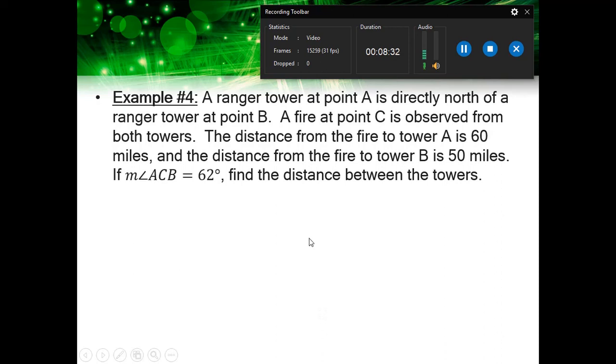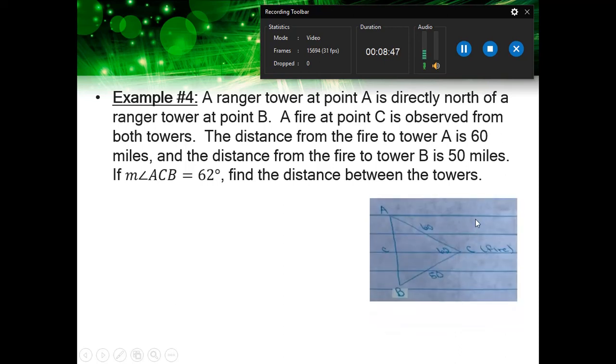Our last example, number 4, we have a ranger tower at point A. It is directly north of a ranger tower at point B. And then we have a fire spotted at C, and they can see that fire from both towers. So the distance from fire tower A to the fire is 60. So you can see I did make fire tower A directly north, but you can draw a regular triangle. 60 miles to the fire, and then the other distance is 50 miles to the fire.